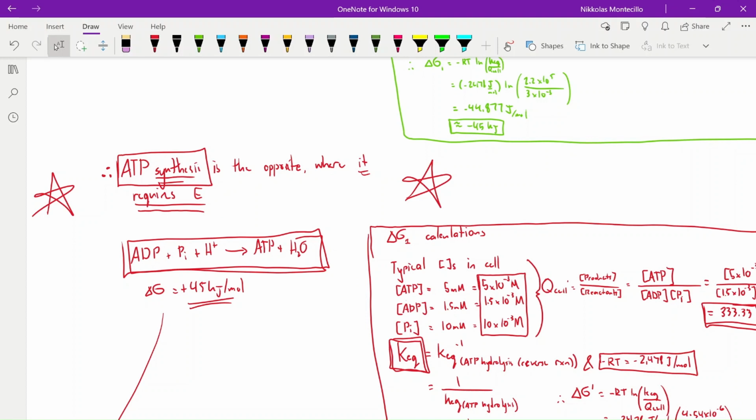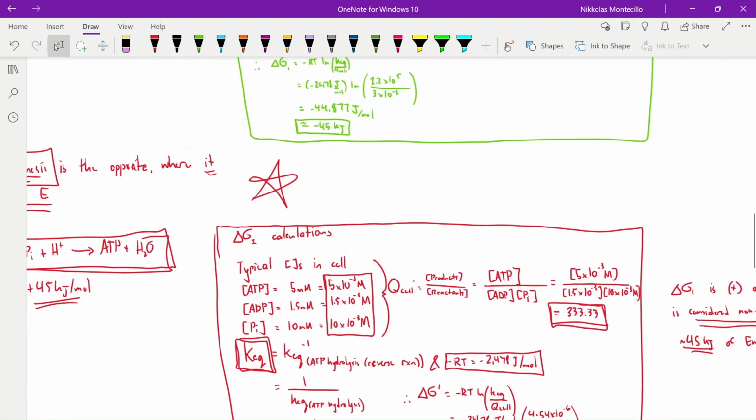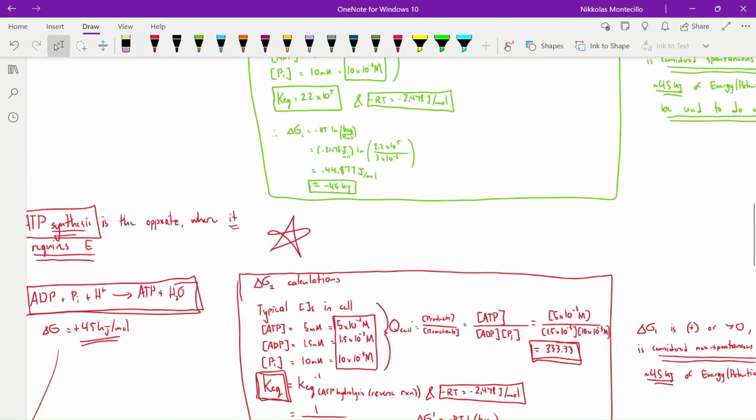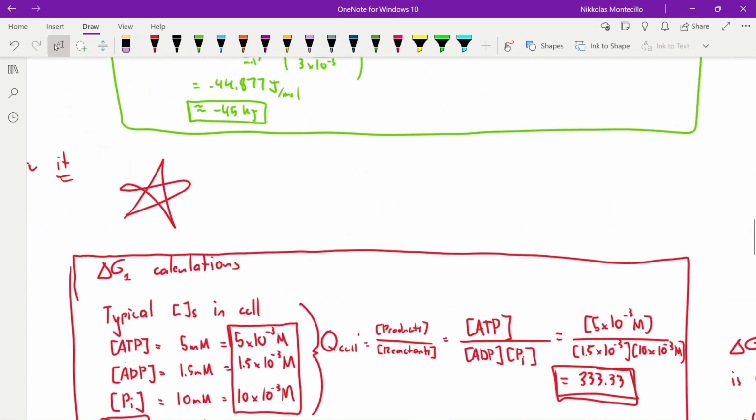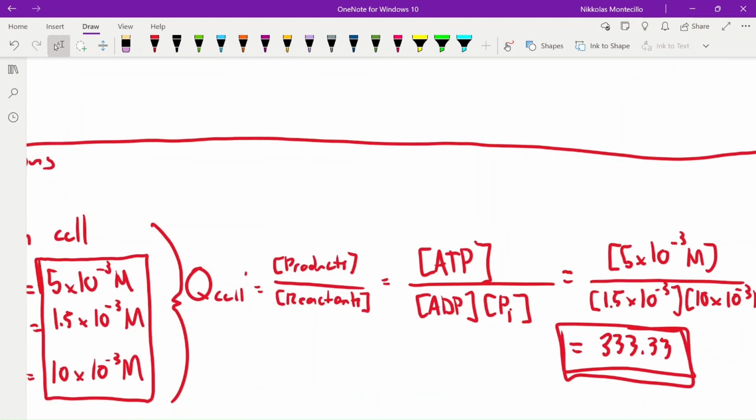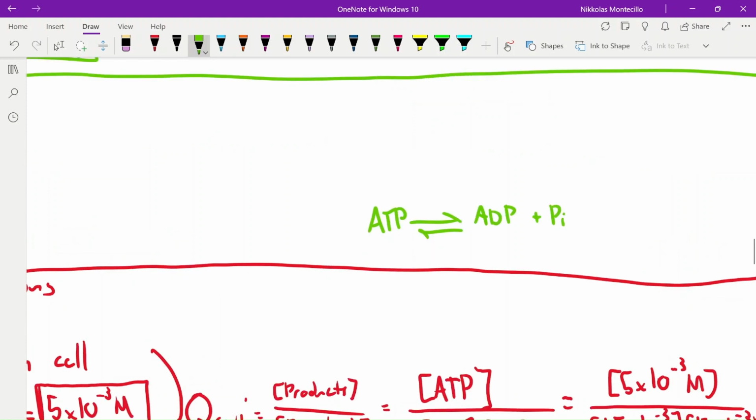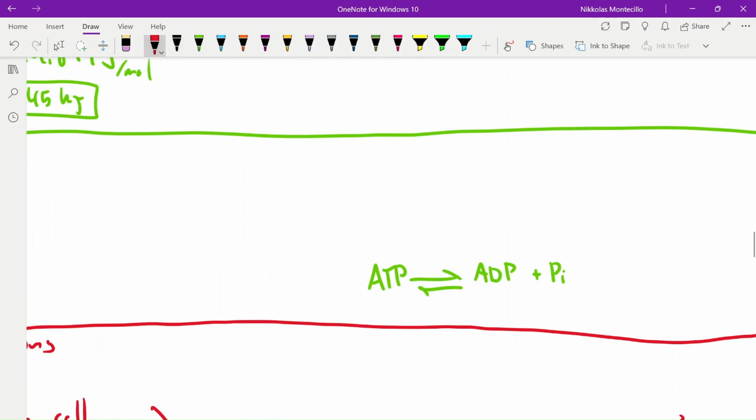ATP synthesis requires energy, right? Now we take a look at the relative concentrations again, and this time we see that it's the concentration of ATP over the concentration of ADP plus Pi, because we're going in the reverse direction. So instead of performing ATP hydrolysis, we're performing ATP synthesis. So this is ATP hydrolysis. This is ATP synthesis. ADP plus Pi gets you ATP.